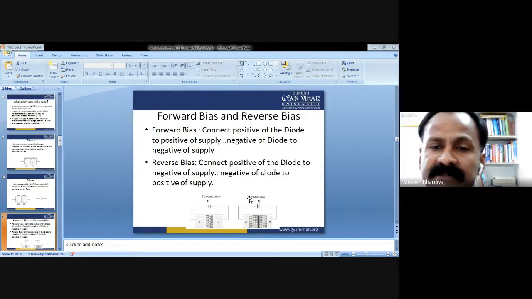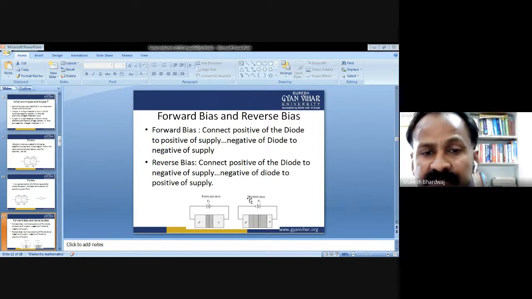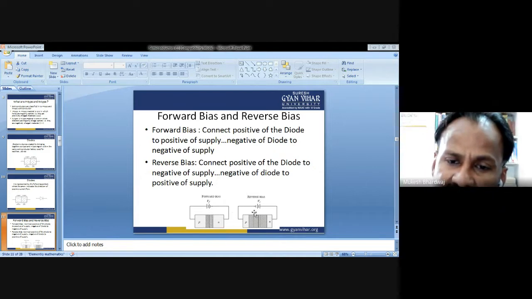Now, forward bias and reverse bias. What I have been discussing is connecting the diode across the terminals of the battery. When the current is flowing through the diode, it is known as forward biasing, and when the current is not flowing through the diode, it is known as reverse biasing. Forward biasing means connecting the positive of the diode to the positive of the supply, and the negative of the diode to the negative of the supply. Reverse bias means connecting the positive of the diode to the negative of the supply, and the negative of the diode to the positive of the supply. This is the arrangement of forward bias and reverse bias, as you see from the diagram.